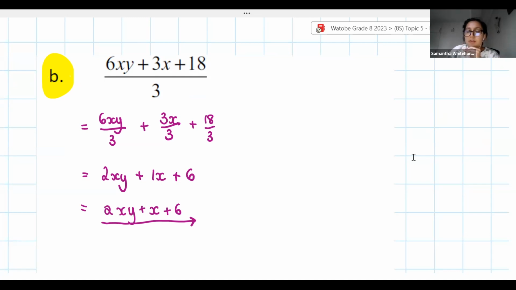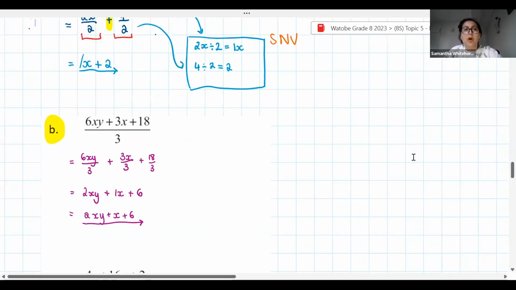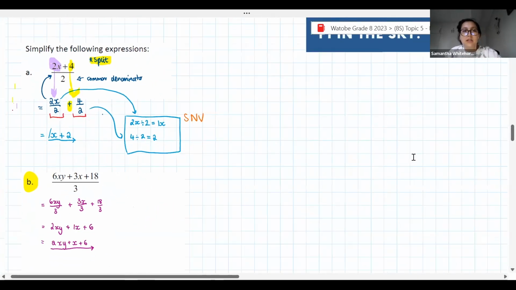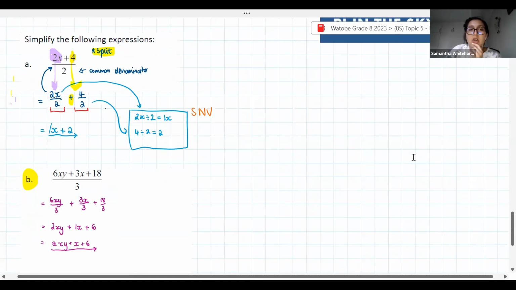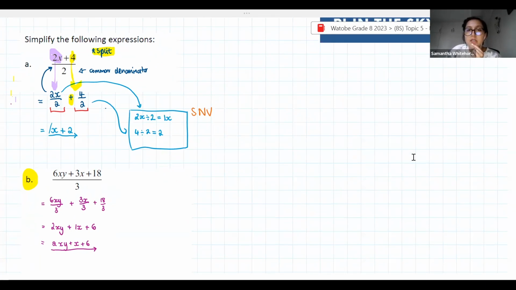All right, so whenever you have fractions, the way we deal with that is to split our fraction. So you're going to see the poll pop up now, but here are those two questions that we've just done for you to take a screenshot if you want.